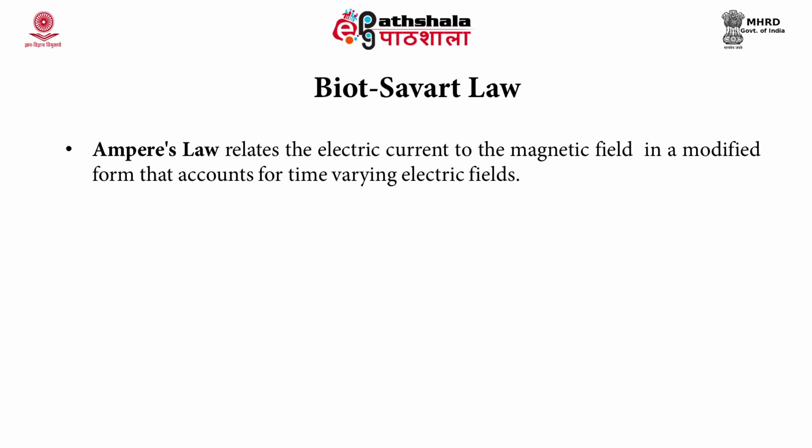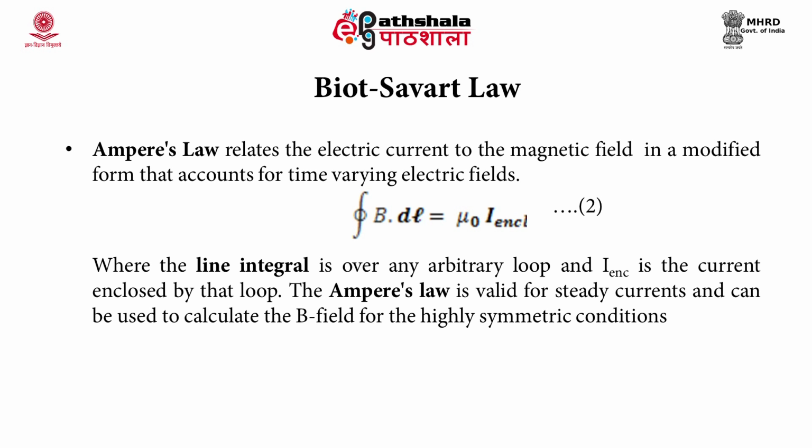Ampere's law relates the electric current to the magnetic field, in a modified form that accounts for time varying electric fields. In this equation, the line integral is over any arbitrary loop and I enclosed is the current enclosed by the loop. This law is valid only for steady currents and can be used to calculate the magnetic field for highly symmetric conditions.